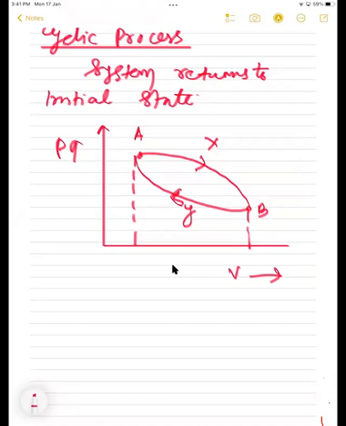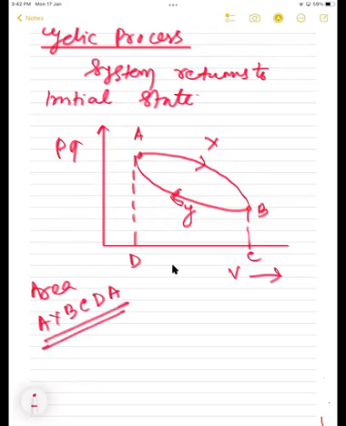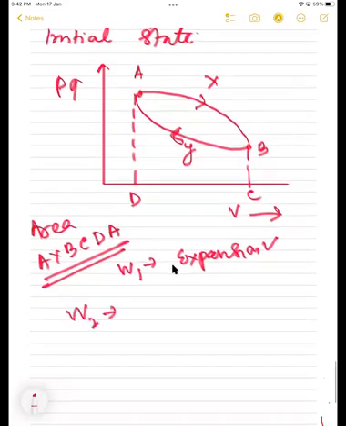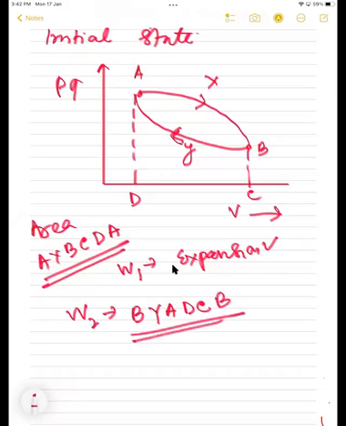Work done during the cyclic process, how to find that one? Students, work done by the gas during the expansion is the area under AXBCDA. Let's name this point C and this point D. So first, it is going from AXBCDA. When we find its whole area, students, we will get the work done during expansion, right? Getting or not? And then W2, the work done during compression, will be which one? BYADC. Students getting it? This path. So that is negative area W2.